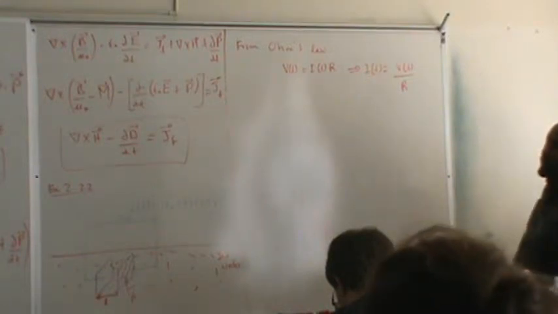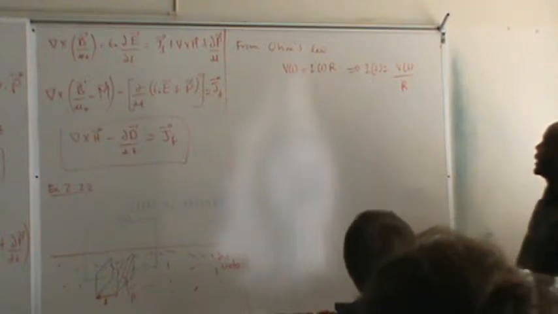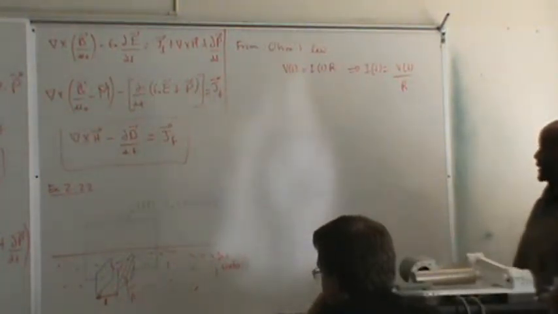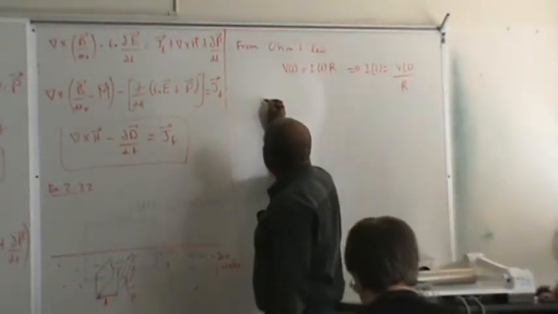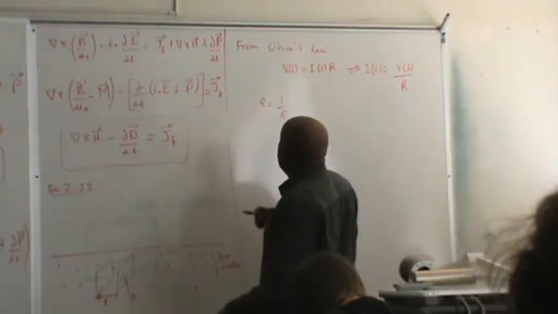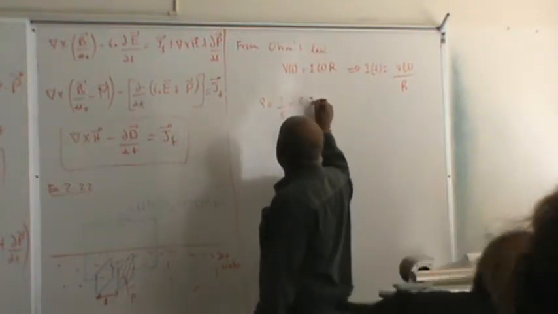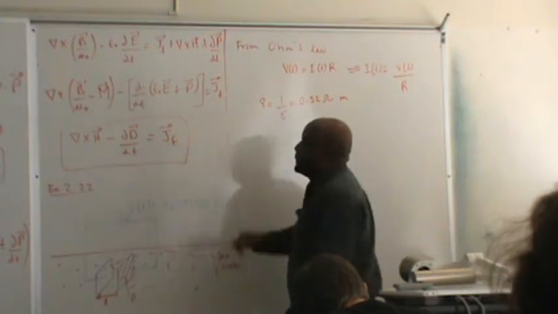So how do we find the resistance of a given conductor? If you know the conductivity or the resistivity, we know that the resistivity equals 1 over conductivity, and that is given, which is 0.32 ohm meter.